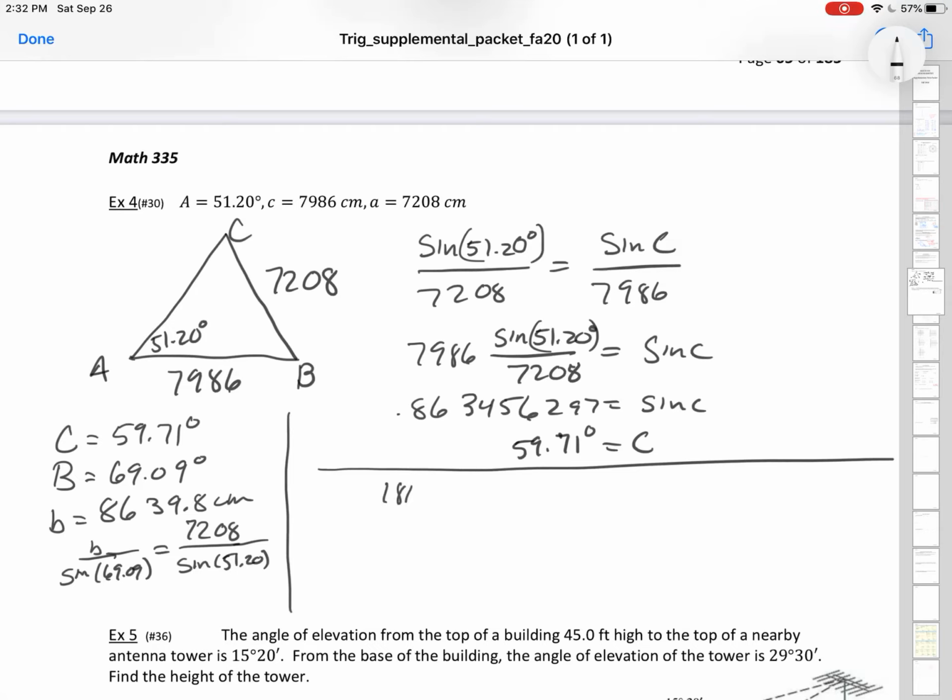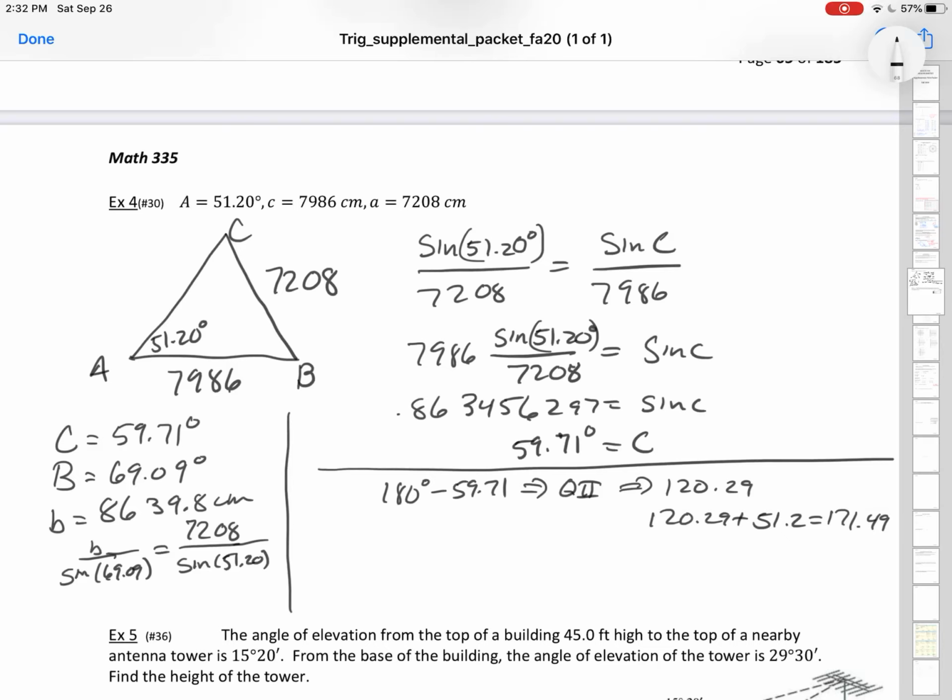So what is 180 degrees minus 59.71? What is that quadrant 2 angle that would have the exact same sine? 180 minus 59.71 is this number, 120.29. Now what's 120.29 plus 51.2? So 120.29 plus 51.2 is putting us at 171.49, which means there's a second angle because that's not to 180 yet.